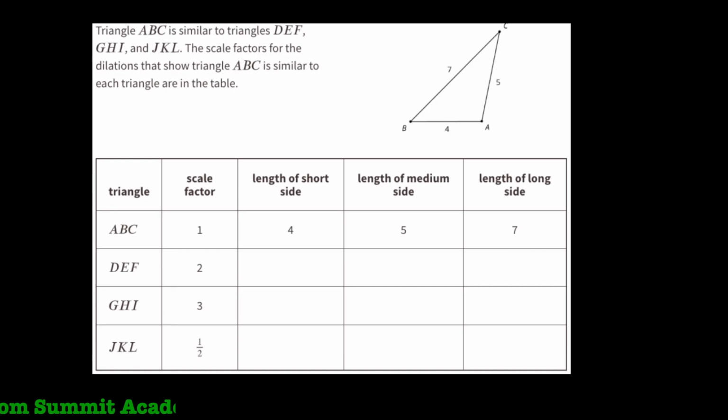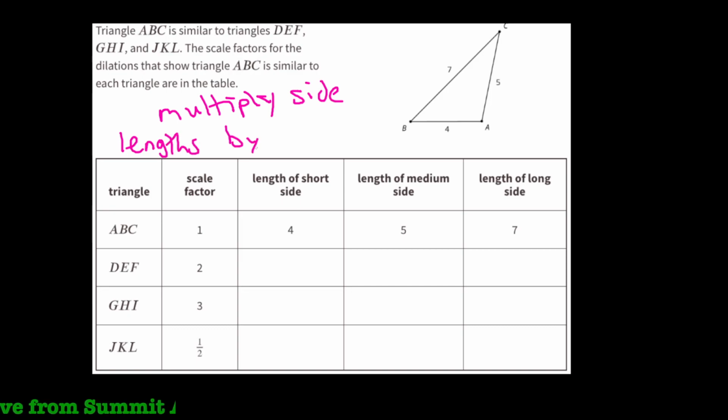Again, we have our first scale factor of 1. That just gives us that triangle ABC. So our side length of 4 is still 4, still 5, and still 7, respectively. However, if we are talking about a new triangle, DEF, we don't have to draw it out. We just have to multiply side lengths by scale factor.